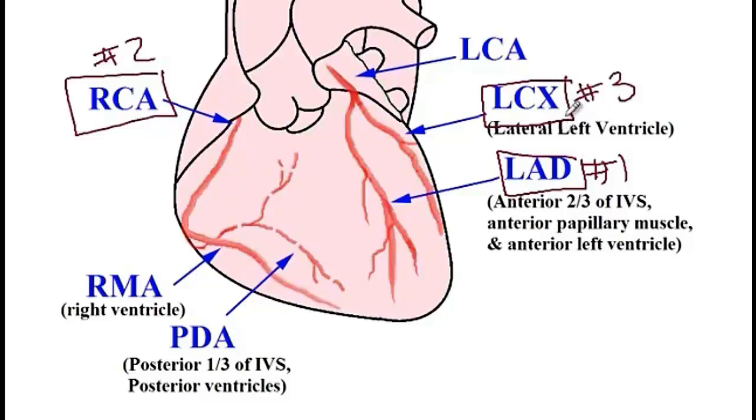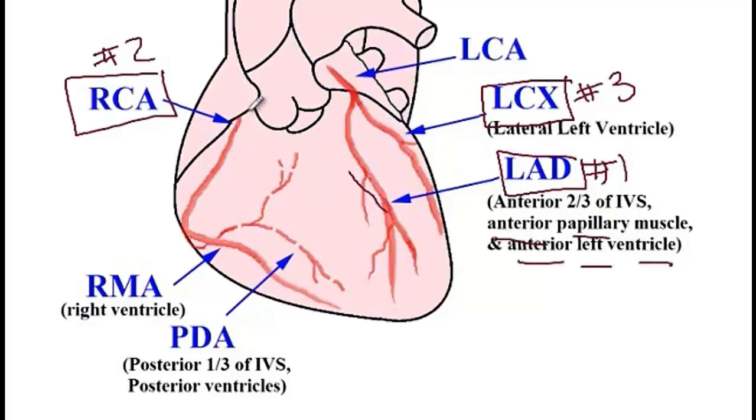the heart problems. So just to go over the anatomy, left coronary artery gives rise to the left circumflex, which supplies blood to the lateral left side of the ventricle. The left coronary artery also gives rise to the left anterior descending, which supplies blood to the anterior 2/3 of the interventricular septum, anterior papillary muscle, as well as the anterior left ventricle.